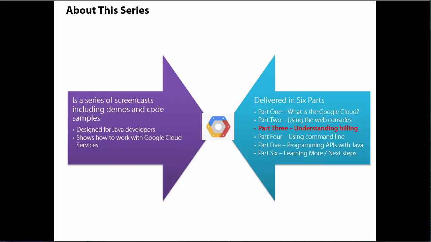This series has multiple parts, and the parts that I've recorded already are an introduction to the cloud, a conceptual introduction to the services that are available, and getting started using the web consoles or the graphical interfaces to just spin up services. Today I'm going to be explaining billing, and then subsequently I'll be showing you command line tools for starting and stopping and managing services on the Google Cloud. And then I'll also be doing a screencast on introduction to programming their APIs with Java and finishing up with a learning more. All the code samples that are relevant to the series will be up on my GitHub repository. And again, I'm focusing on Java, even though you can program in various languages, because that's what I happen to use.